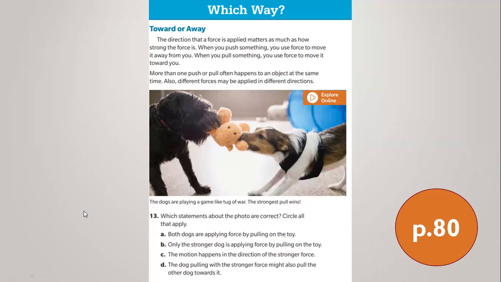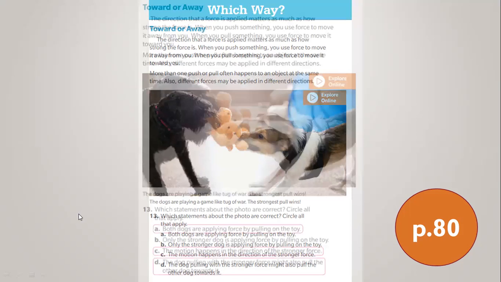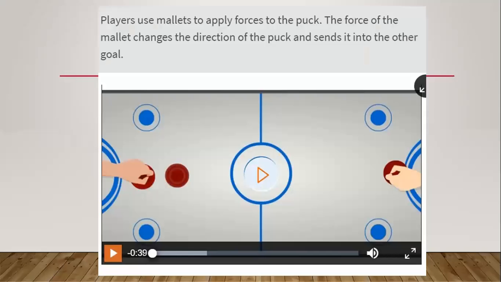The motion happens in the direction of the stronger force. Yes. The one that has a strong force will pull everything toward its direction. The dog pulling with a stronger force might also pull the other dog toward it. Yeah, so A, C, and D.